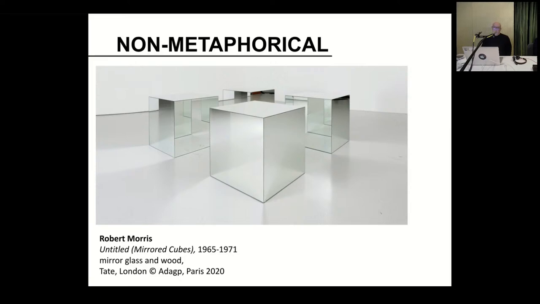What are these items, though? For Morris, it is simply a mirrored cube. There is no illusion, no hidden narrative. They are what they are, mirrored cubes.